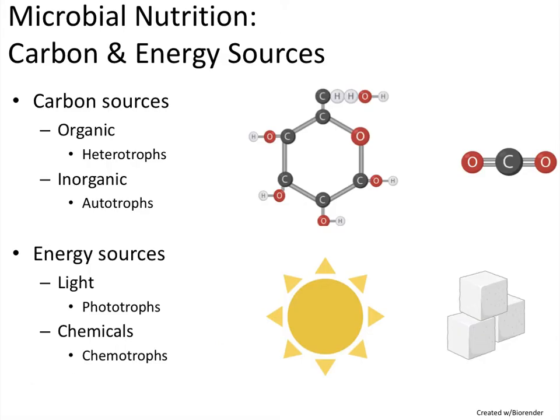In addition to looking at what types of nutrients an organism will need, another thing that is important for us to understand about microbes is where they get their carbon and where they get their energy. The reason it's so important to understand this is because it tells us a lot about the environment this organism or any given organism could live in.